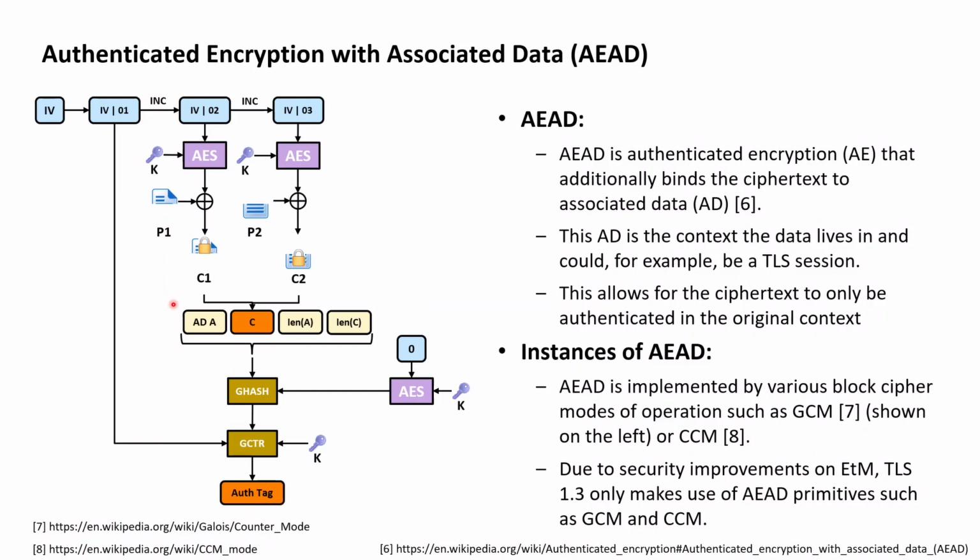This improvement, for example, also explains why in the newest TLS 1.3 version that we will get to know shortly in this course, only AEAD primitives such as GCM and CCM are used, but authenticated encryption approaches such as Encrypt-then-MAC are no longer supported. More on this topic will follow shortly in this course, so stay tuned.